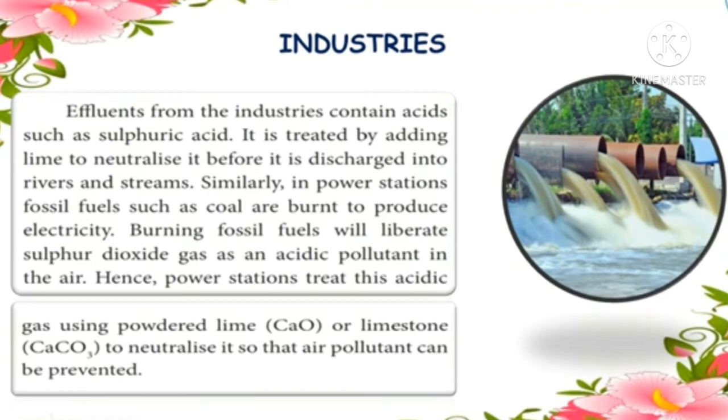Similarly, in power stations, fossil fuels such as coal are burned to produce electricity. Burning fossil fuels will liberate sulfur dioxide gas as an acidic pollutant in the air. Hence, power stations treat this acidic gas using powdered lime CaO, calcium oxide, or limestone CaCO3, calcium carbonate, to neutralize it so that the air pollutant can be prevented.